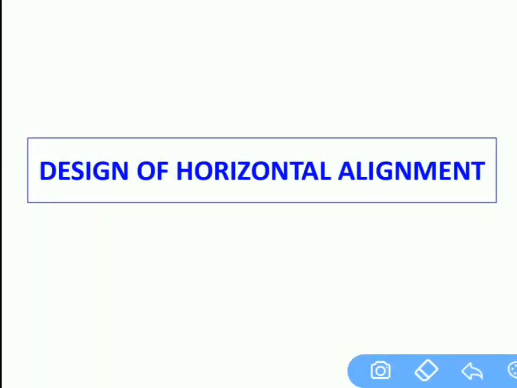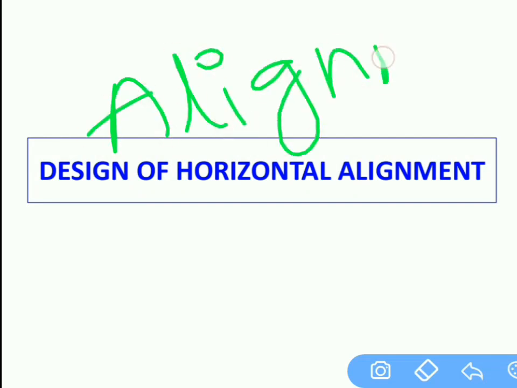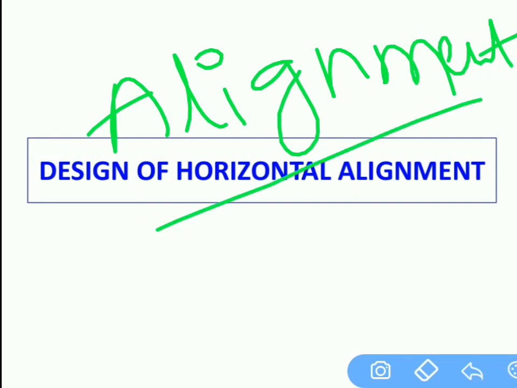Welcome. In this lecture, we are going to learn about alignment, the different types of alignment, and the design of horizontal alignment. What is alignment? Already in the previous class, we discussed it with figures. If I explain it again here, the video length will become more. That's why here I am explaining only the design of horizontal alignment. If you have any doubts about alignment and its types, please go through the previous videos.